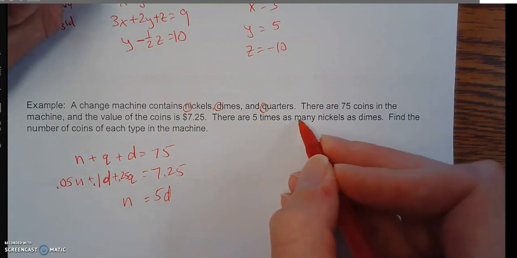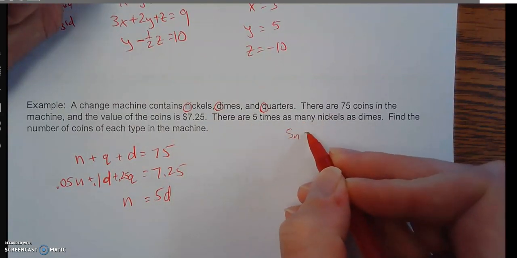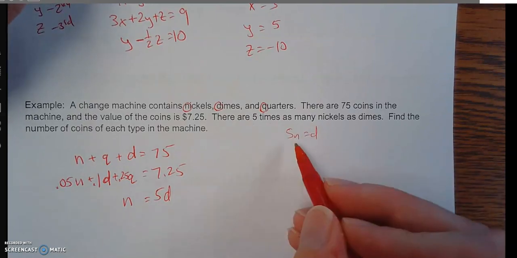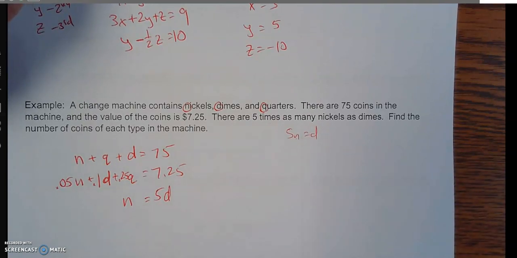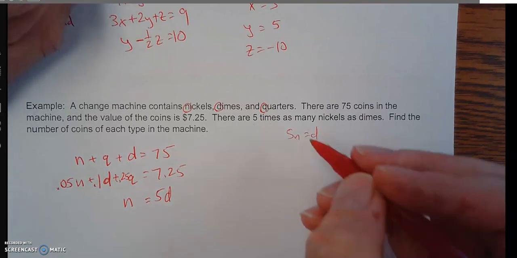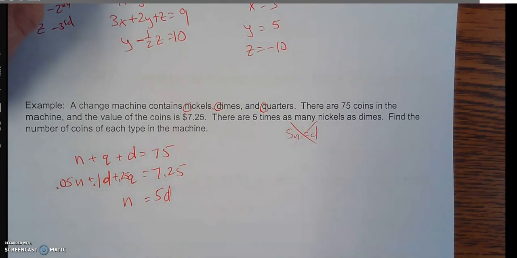A lot of people will say 5 times as many nickels, they'll put 5n equals d. If you multiply the number of nickels times 5, now you got way more nickels than dimes. You originally just had 5 times as many. Now you have 25 times as many. So don't do that. You have to quintuple the number of dimes to make it equal the number of nickels.